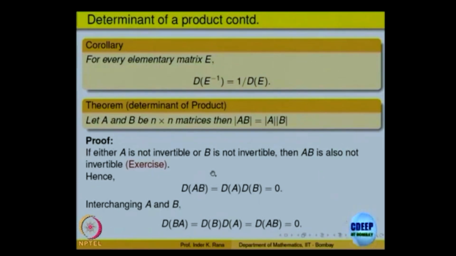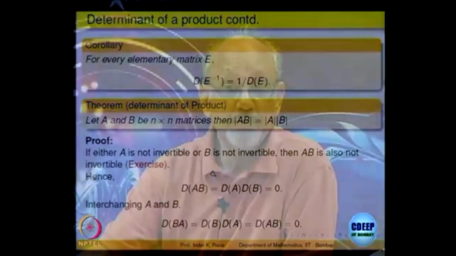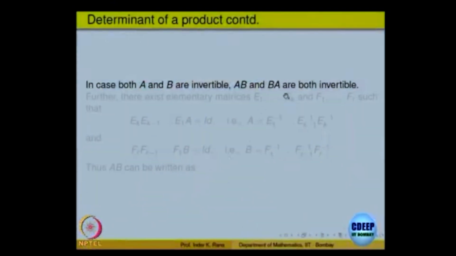Both are invertible. If both are invertible, then we know AB also is invertible, a simple algebraic fact, but let us check it anyway. In case both A and B are invertible, AB and BA both are invertible, right? We saw that the inverse of AB is nothing but B inverse multiplied by A inverse. You can check that. If A and B both are invertible, then the product AB is invertible. What is its inverse? B inverse multiplied by A inverse.